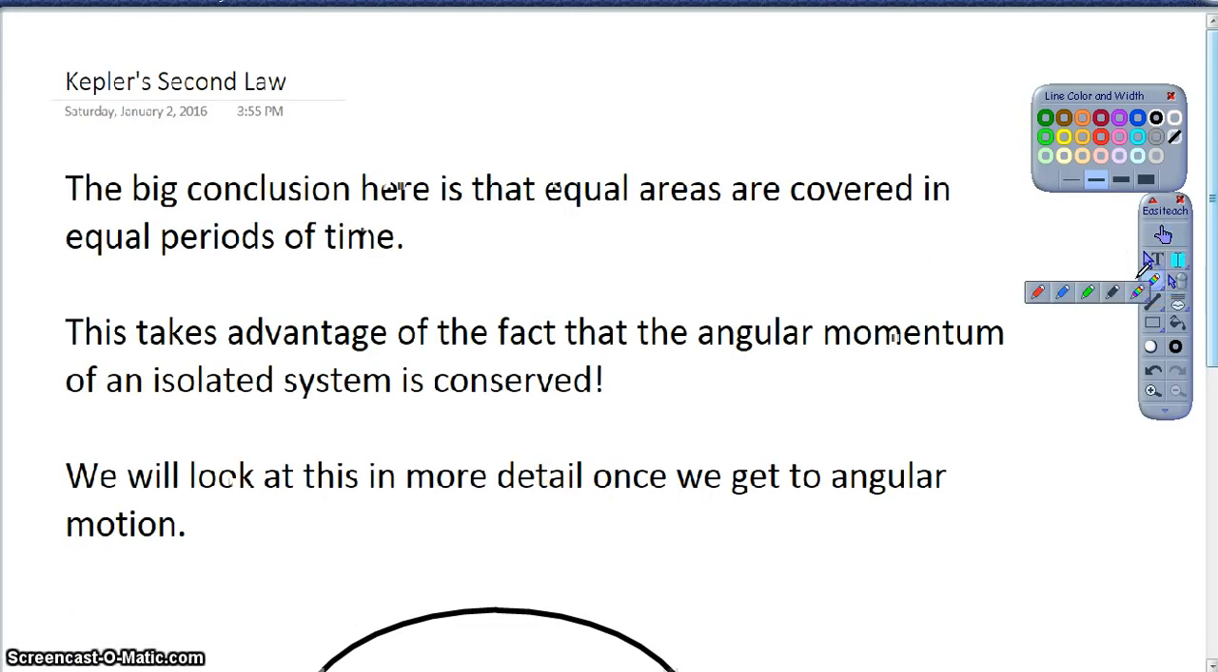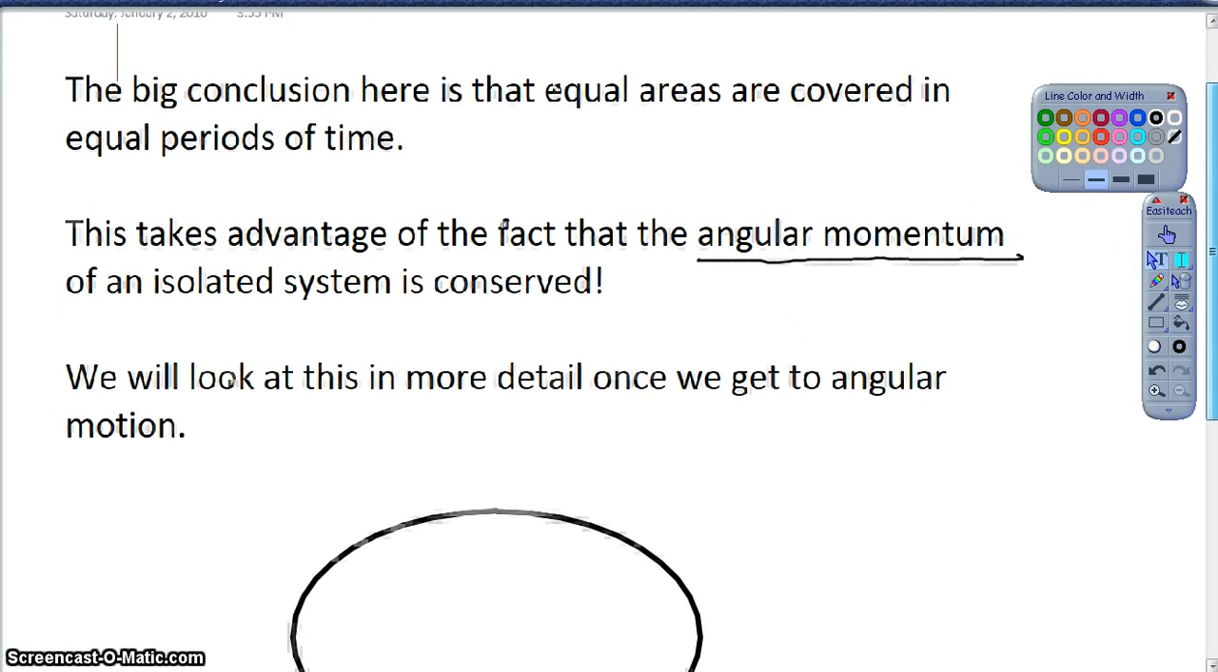Okay, so Kepler's first law again said that the sun is at one of the two focus locations for an ellipse. Kepler's second law says that equal areas are covered in equal periods of time. And this takes advantage of angular momentum, which we'll actually come back to later on in the year. So for some of this, I'm actually going to hold off on it. We won't worry a whole lot about this right now, but I do want you guys to get a chance to see what that is saying.